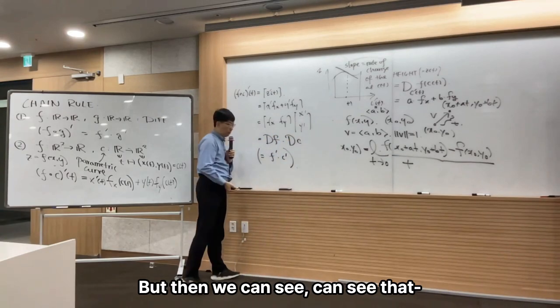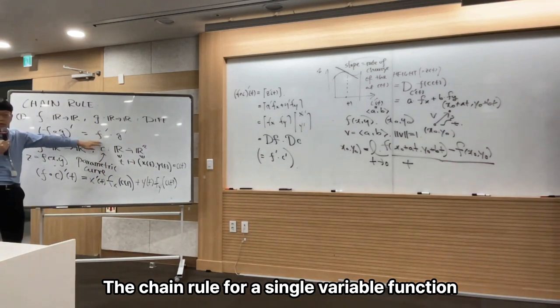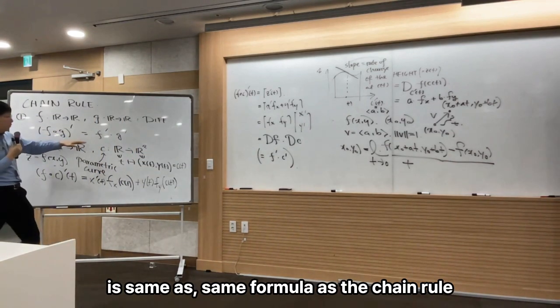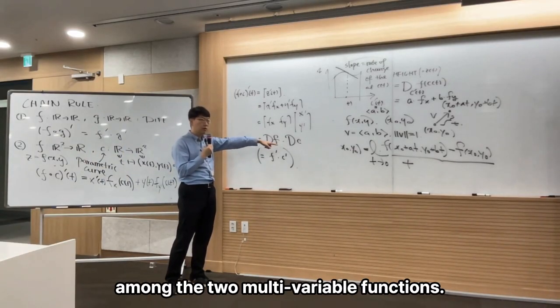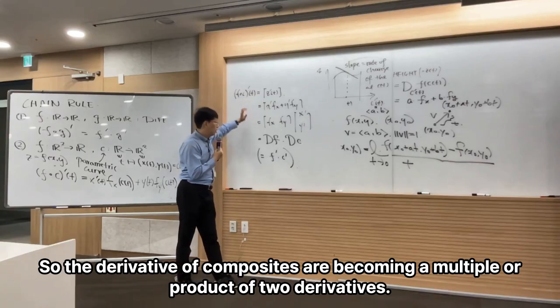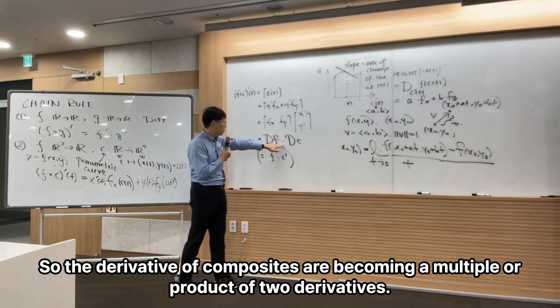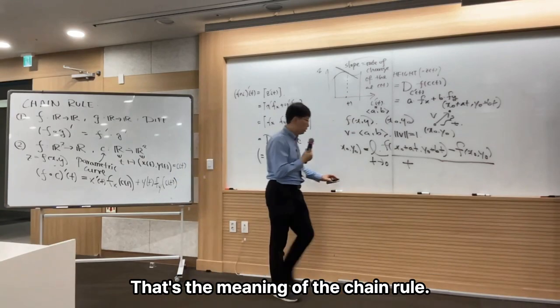But then you can see that the chain rule for a single variable function is the same formula as the chain rule for these two multivariable functions. So the derivative of the composite becomes a product of two derivatives. That's the meaning of the chain rule.